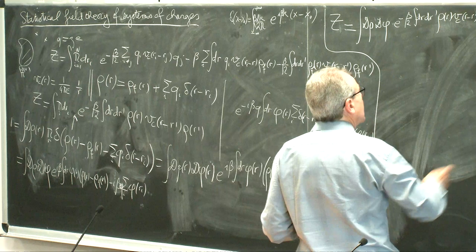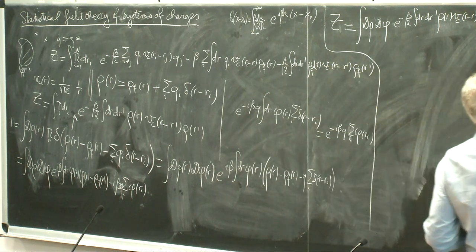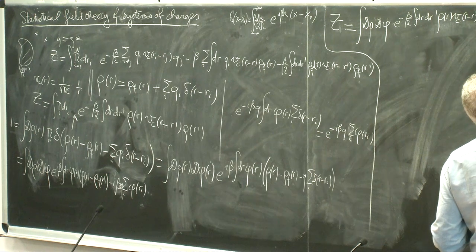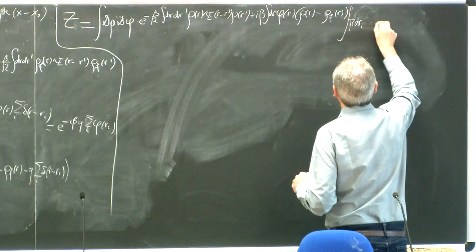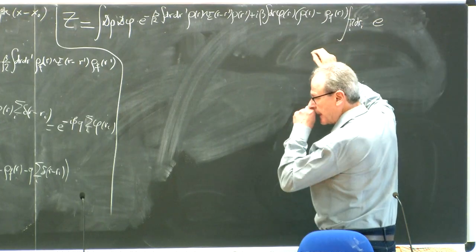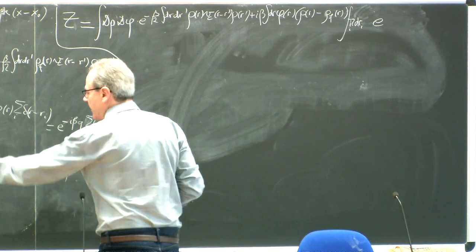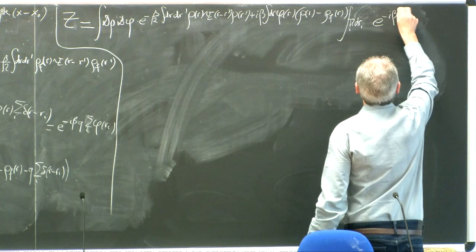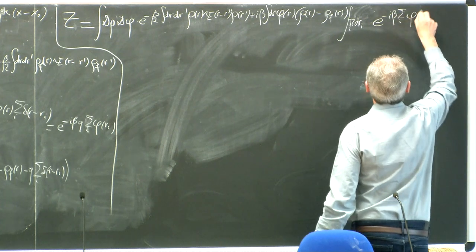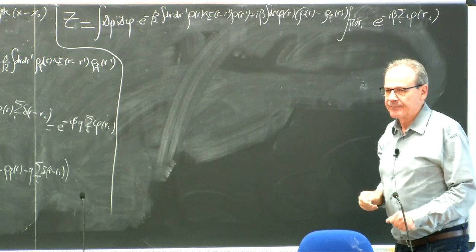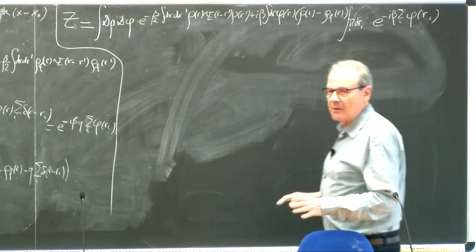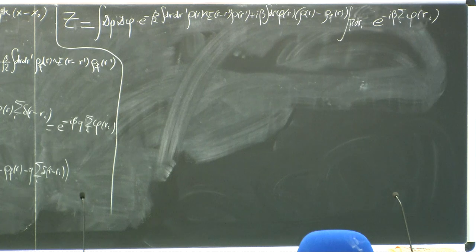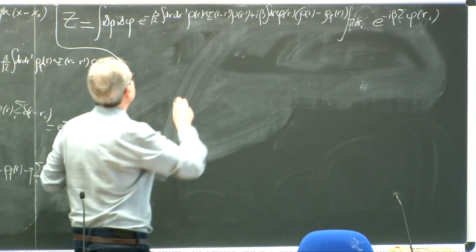Okay, so there is this, and then we have the integral, product over i of dr_i, of e to the minus i beta sum over i of phi of r_i. So let's go back to this. The first term is the energy term.